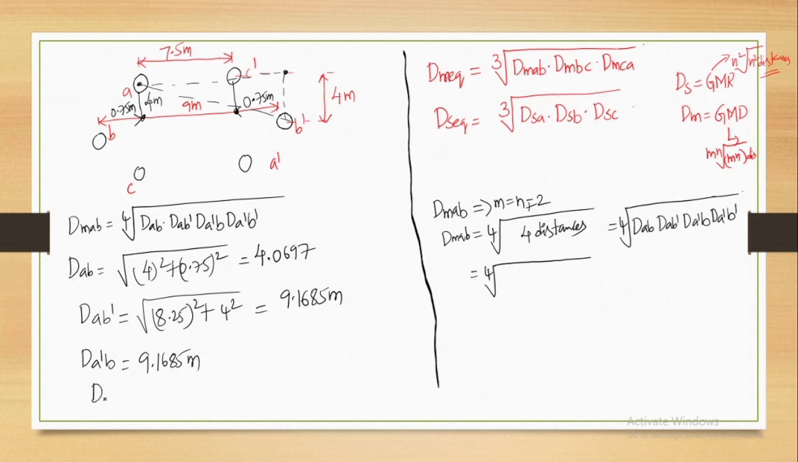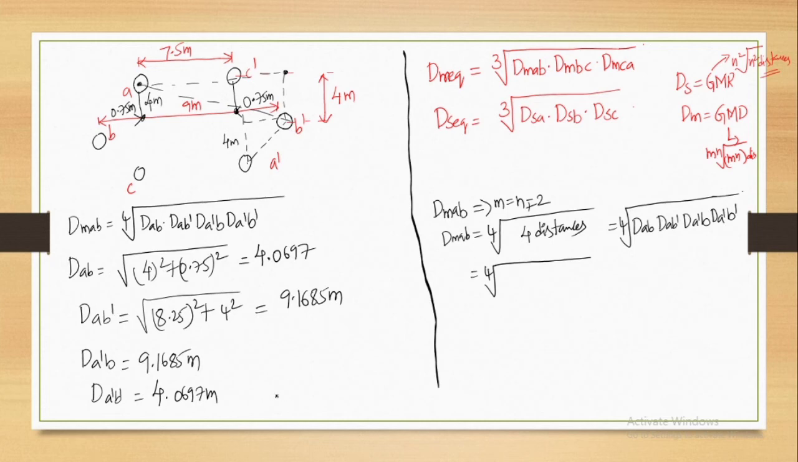What is the fourth distance? D A dash B dash. The vertical distance is 4 meters and the horizontal distance is 0.75 meters. So it is the root of 4 square plus 0.75 whole square, and it comes out to be 4.0697 meter. Okay, now I have all the four distances.